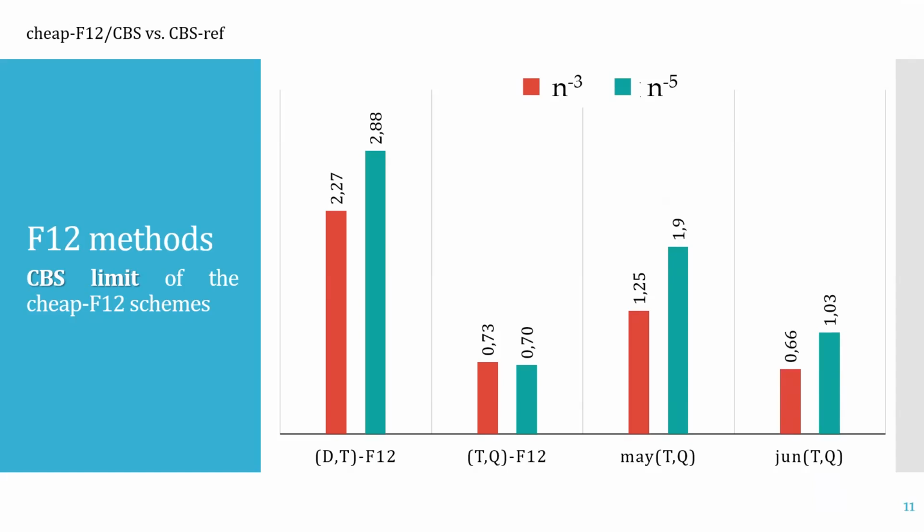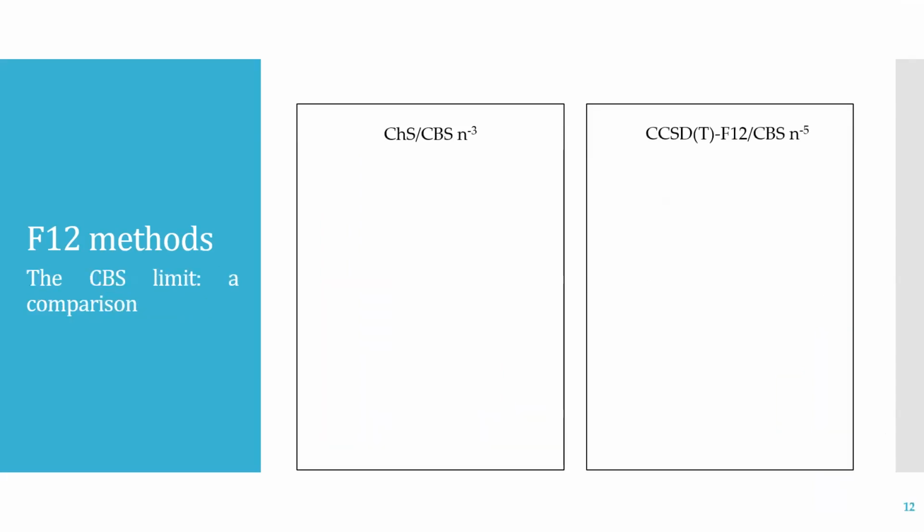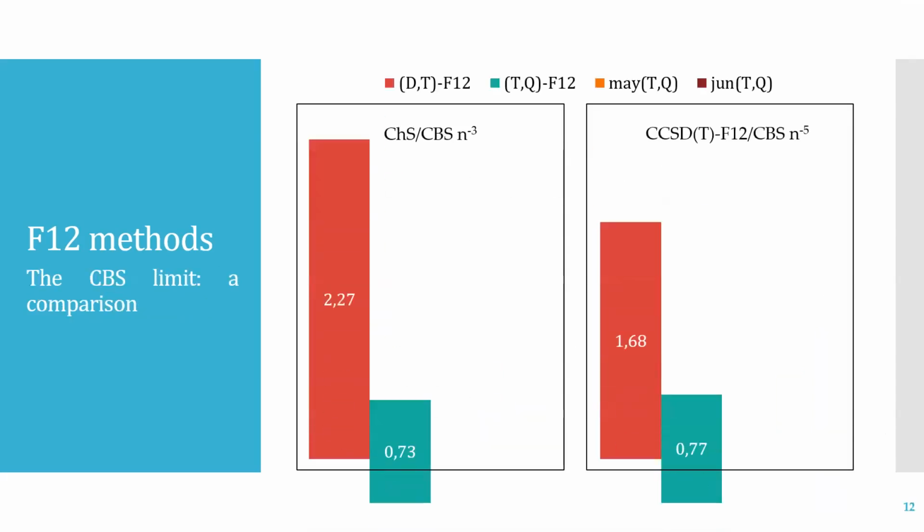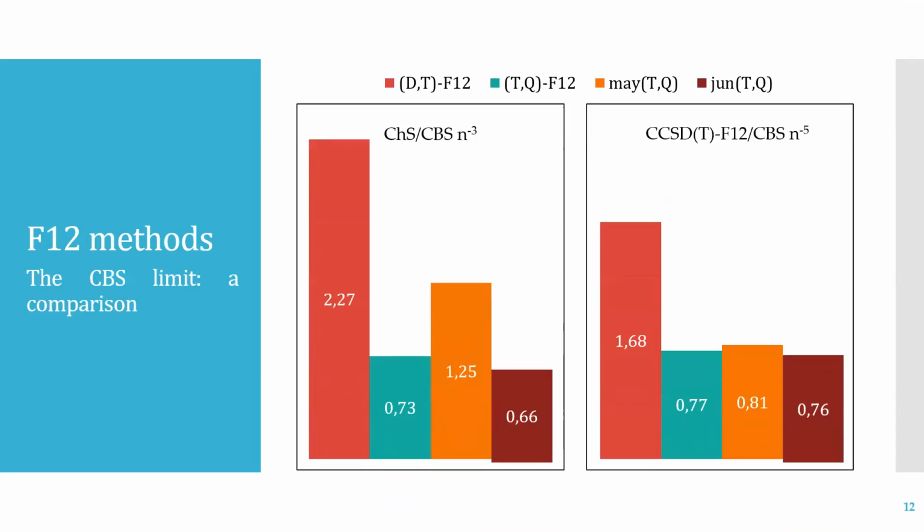And the error using n to the -3 is always lower, except for the... it's always lower. If we compare the two previous slides very rapidly, we see that in both cases, the lowest error is obtained with the June triple and quadruple zeta basis set. So we say that for us, this is our basis of choice. However, the results with the triple and quadruple zeta F12 are very similar.